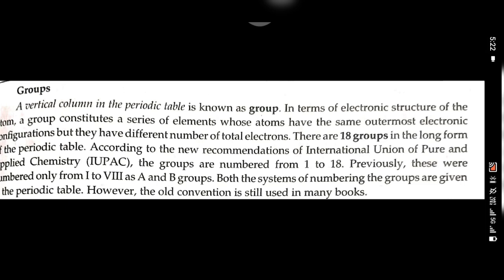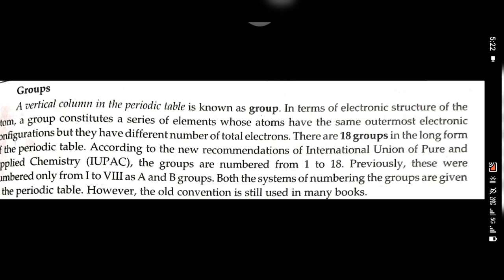Now groups. A vertical column in the periodic table is known as a group. In terms of electronic structure of the atom, a group constitutes a series of elements whose atoms have the same outermost electronic configurations but they have different numbers of total electrons. There are 18 groups in the long form of the periodic table.